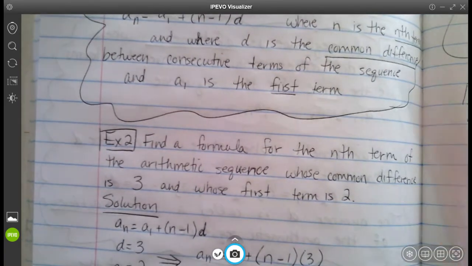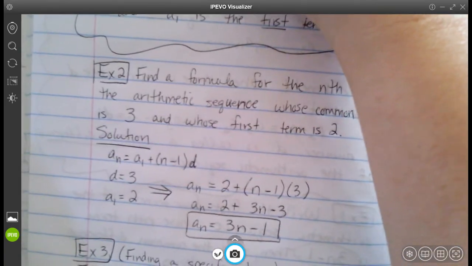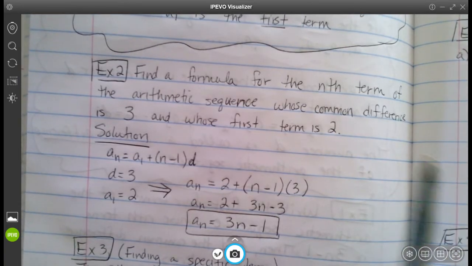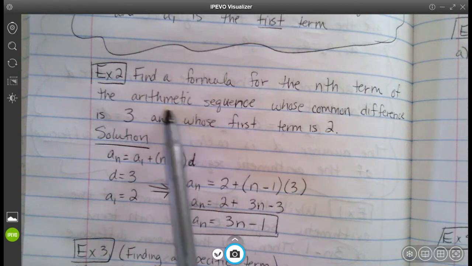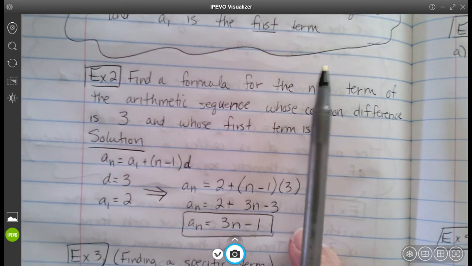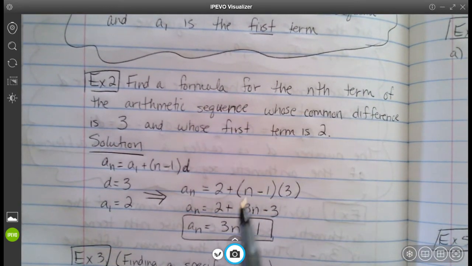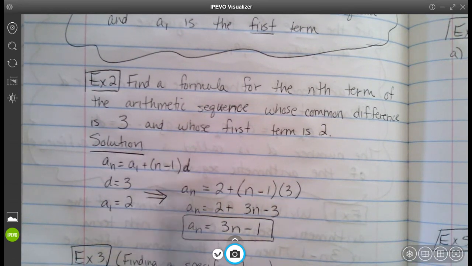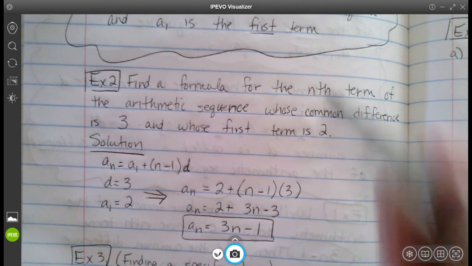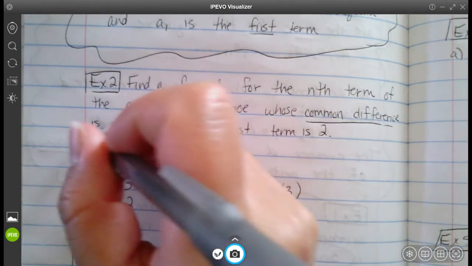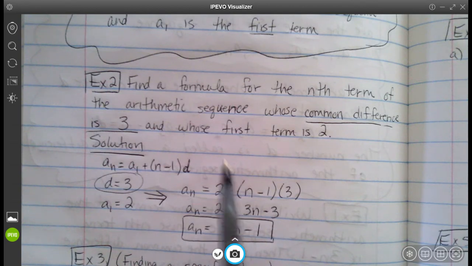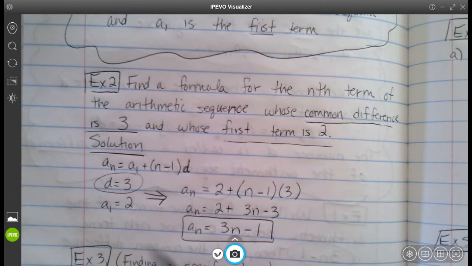The first one is actually solved for us, and then we'll look at the second one. So example number 2, find a formula for the nth term of the arithmetic sequence whose common difference is 3 and whose first term is 2. The solution tells us the common difference is 3, which means d is equal to 3, and the first term is 2, which means a sub 1 is equal to 2.